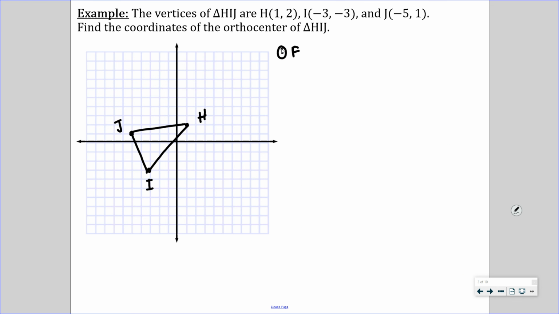You don't have to. You're finding the slope of 2 sides. So you can pick which 2 sides. I picked IJ as one of them, and I picked H as my vertex. So this altitude is the one with vertex H. So basically, I know that passes through the point 1, 2, and if I can find the slope of IJ, I can find the perpendicular slope, which would give me the altitude, right? So let's go ahead and find the slope of IJ.